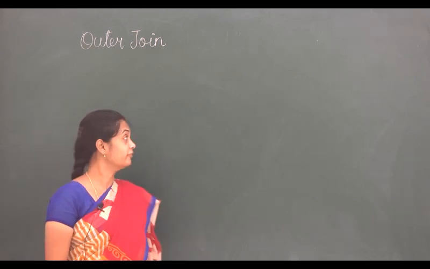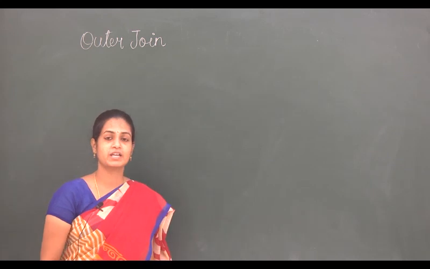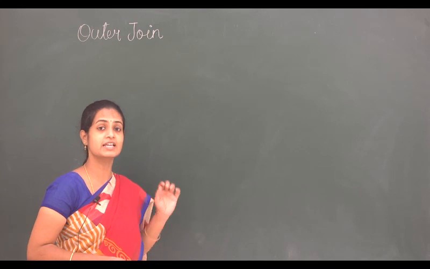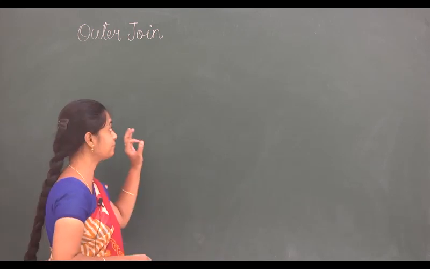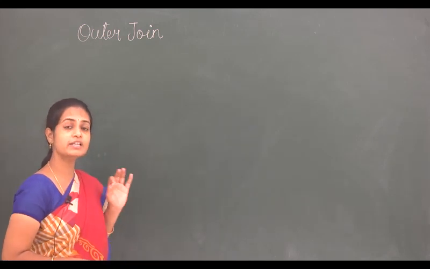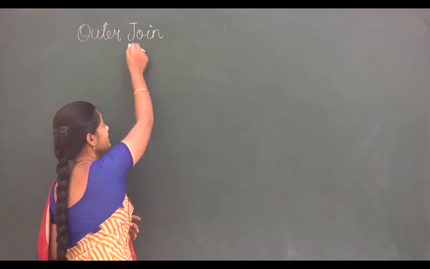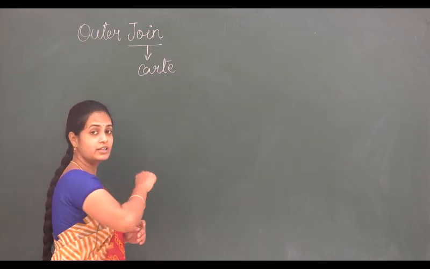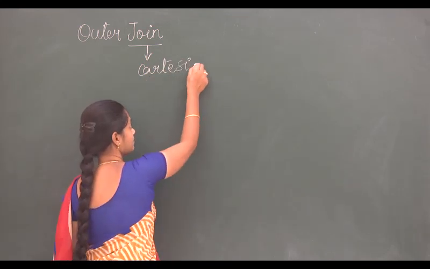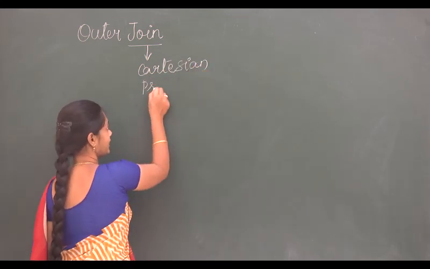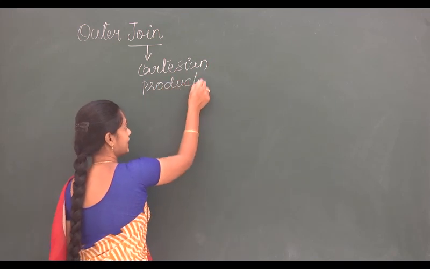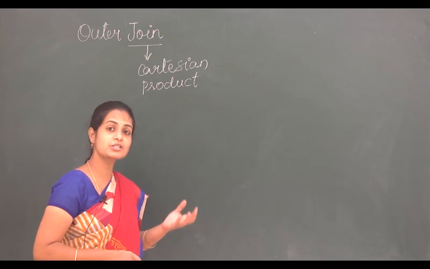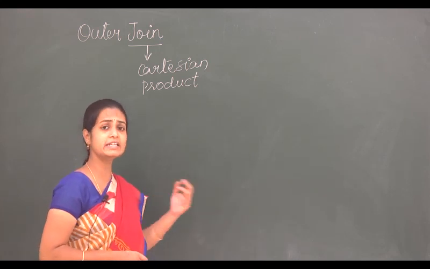So today we'll be discussing outer join. When we want the data from two different entities, then we need to use the concept of join. Simply, join can be considered as the Cartesian product of the tables. So what is join? Join is nothing but the Cartesian product of two entities. Here entities are nothing but the tables, the relations we have in the database.